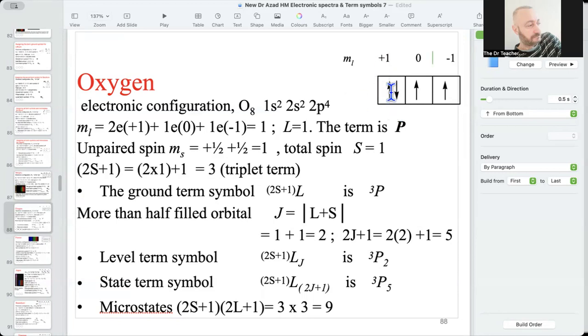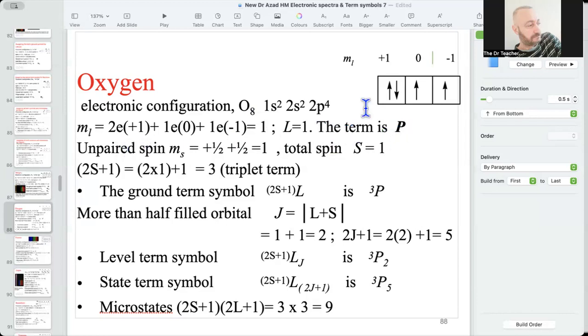So these 2 electrons, we multiply them by plus 1. 1 electron times 0, 1 electron times minus 1. In total, 2 times plus 1, 1 times 0, 1 times minus 1, you end up with 1. So if the L is 1, the term symbol will be P.